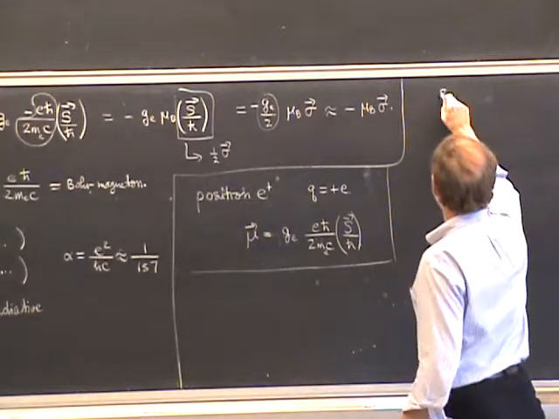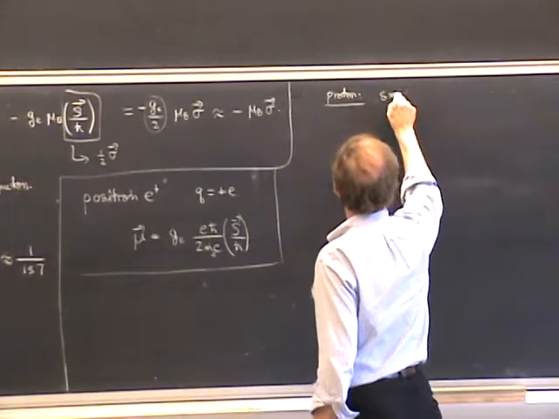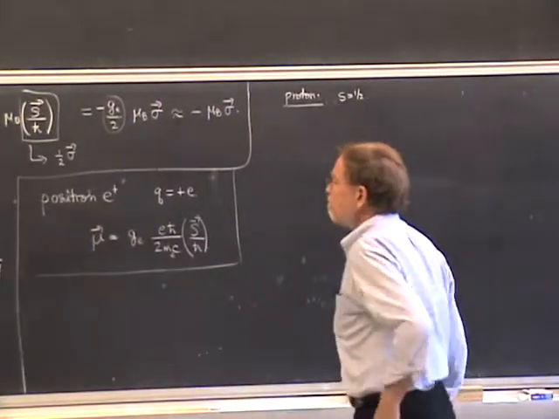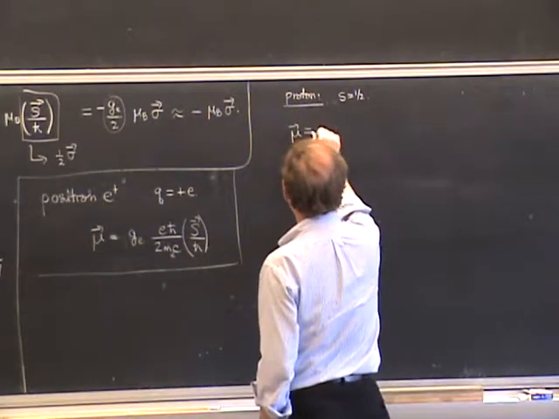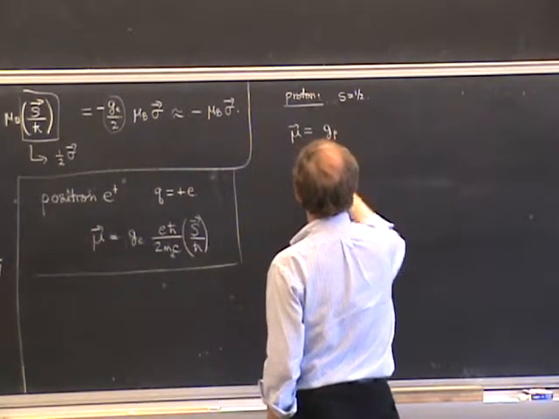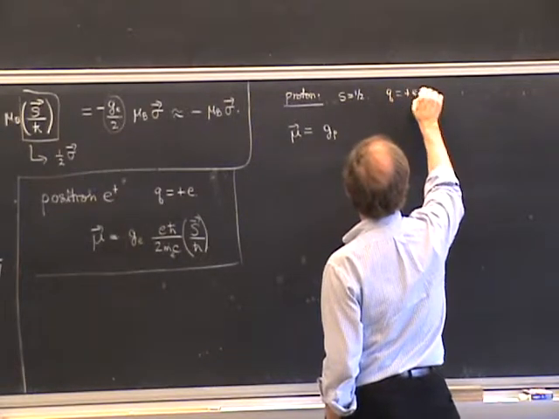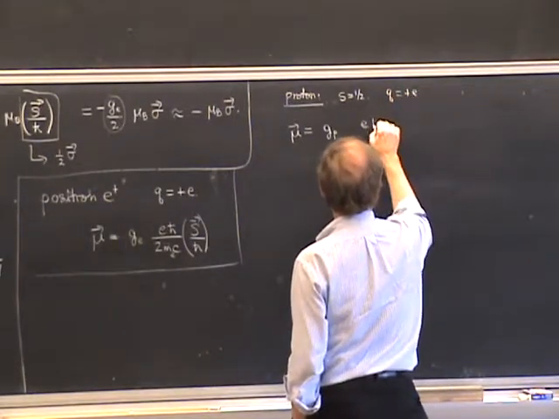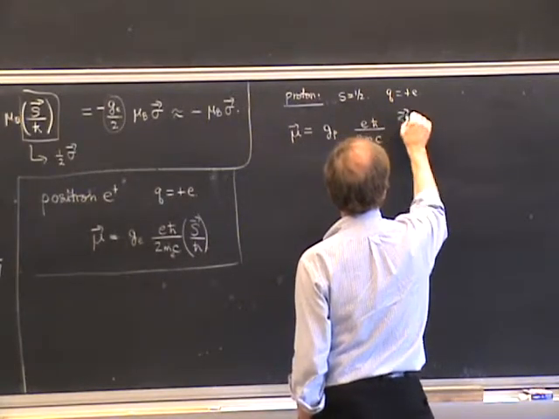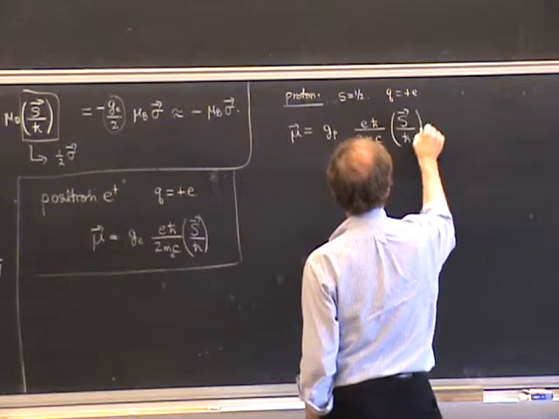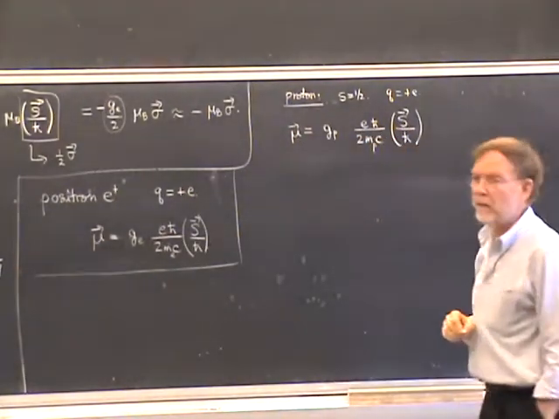Let's move on to the proton. Next most interesting particle. A proton is a spin 1/2 particle. And the magnetic moment, following the general formula, is going to be equal to the G factor, in this case for the proton. Since the charge Q is equal to plus e, we get e h bar over 2mc times the spin divided by h bar to make the spin part dimensionless, except now this is the proton mass which appears here and not the electron mass.